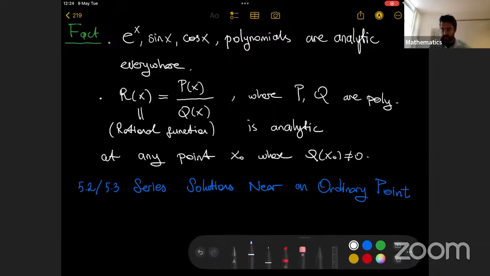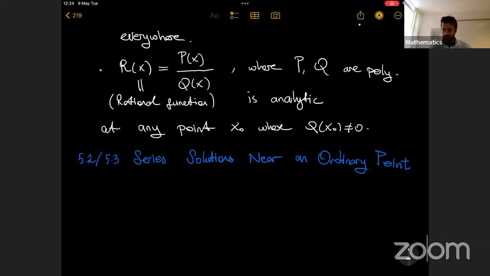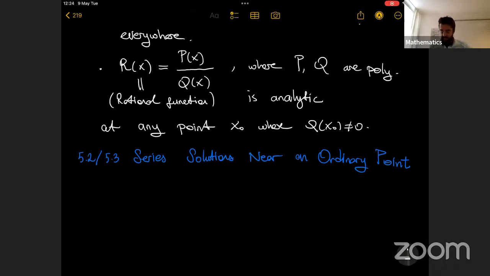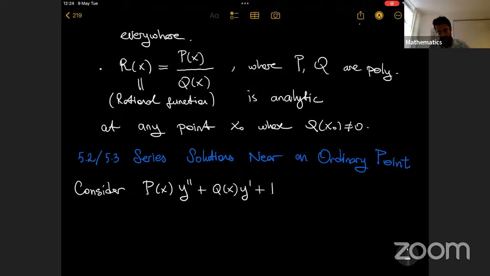What is an ordinary point? Let's define this first. So let us consider a differential equation. We want to solve it. It's P(x) y double prime plus Q(x) y prime plus R(x) y is equal to 0. So this is my differential equation.